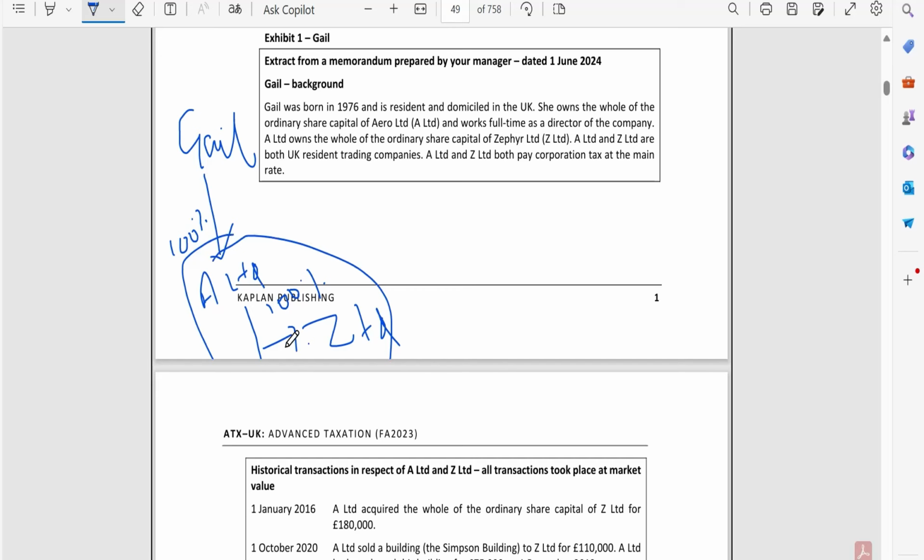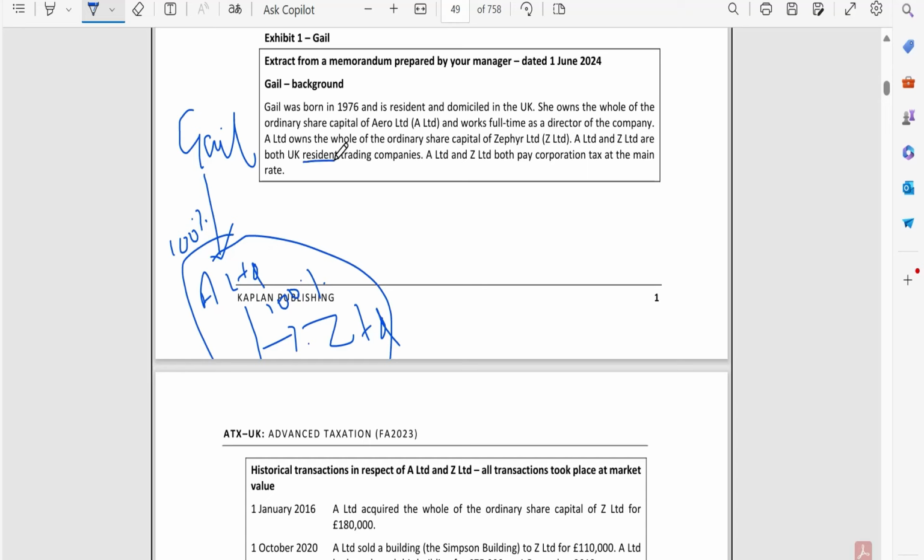So this hint should come to your mind by reading this scenario. The gain will not be part of the group, because when an individual controls two companies, the individual is not part of the group. In a VAT situation, when there is a VAT group, an individual can also be part of the group, but in the case of companies, an individual cannot be a part of the group even though they own 100%.